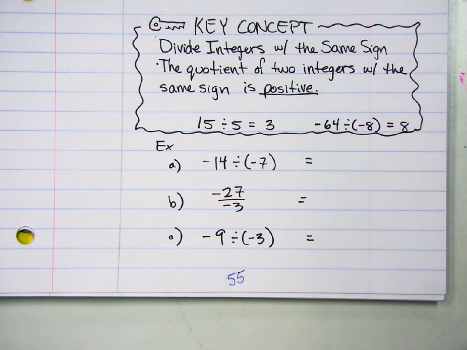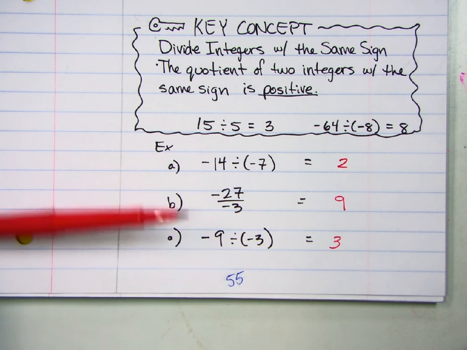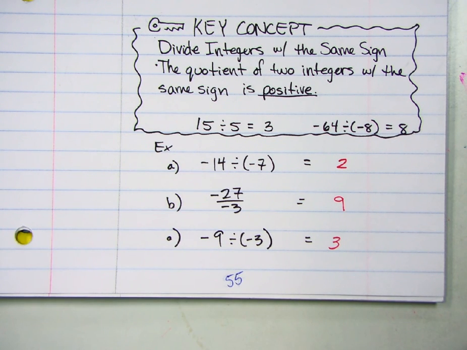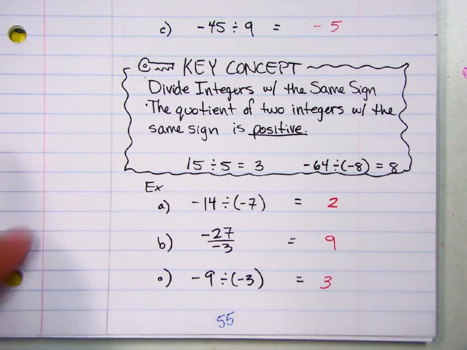Pause it and check to see if you got the right answers. I got 2, 9, and 3. Both numbers were negative in all three examples, so we just had to worry about dividing the numbers. Hopefully by now you can answer that essential question and you realize that there are a lot of similarities when you multiply and divide integers. If you have any questions, bring them to class and be ready to go.